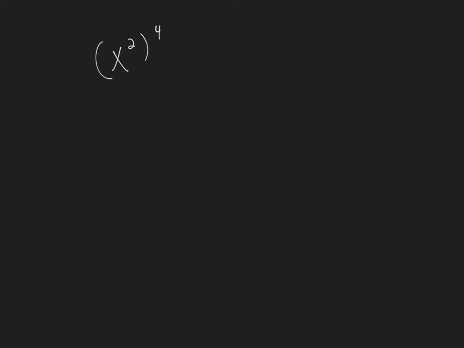All right, let's start with some review. So I have x squared to the fourth power. So that means that I have x squared times x squared times x squared times x squared. And that leaves me with x to the eighth power when I add everything up. Again, the easiest way is to multiply those two together.